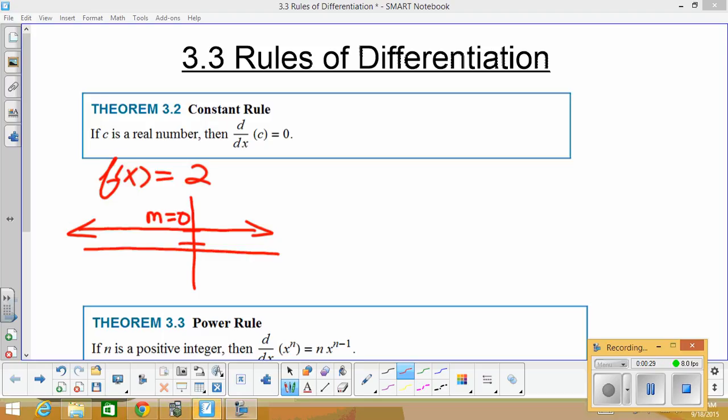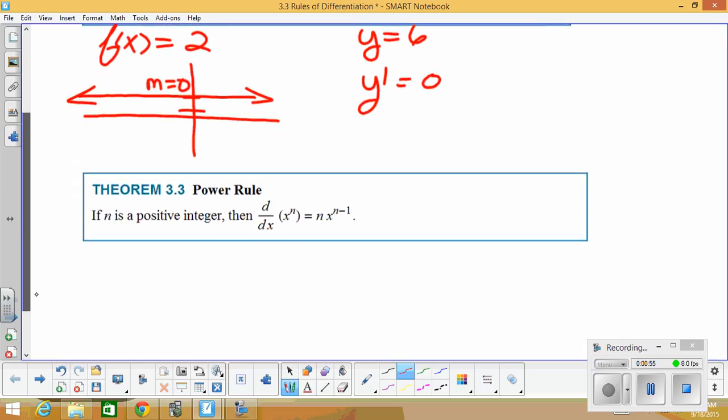Remember, our derivative is approaching some point where we want to know what the slope of the tangent line is. In this case, the tangent line is the line itself, and its slope is 0. So for any constant number, if I was given a function y equals 6, taking its derivative should be 0.